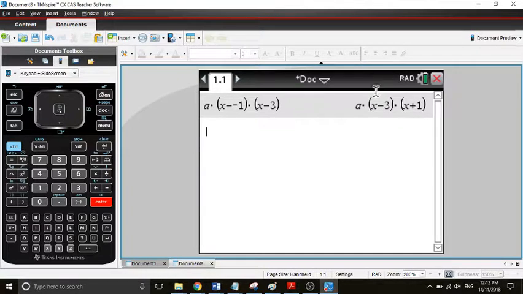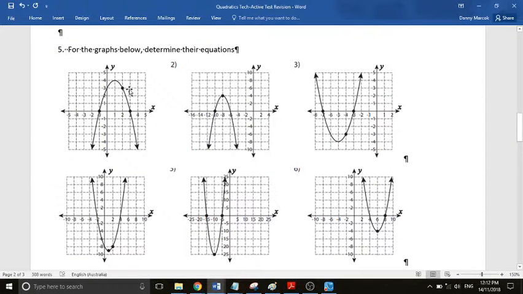Now what we need to do is solve for a. So I'm going to write solve, and I'm going to take this, and we're going to use this other point. Now this can be any other point, it doesn't matter. This is the point (2, 3).